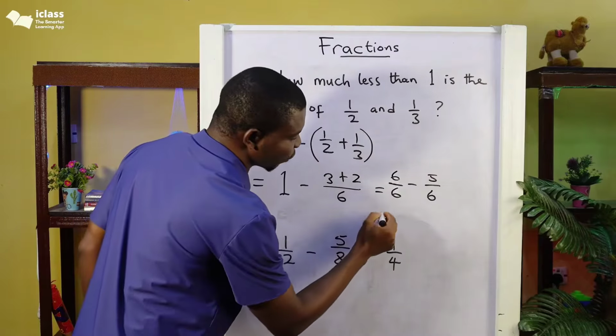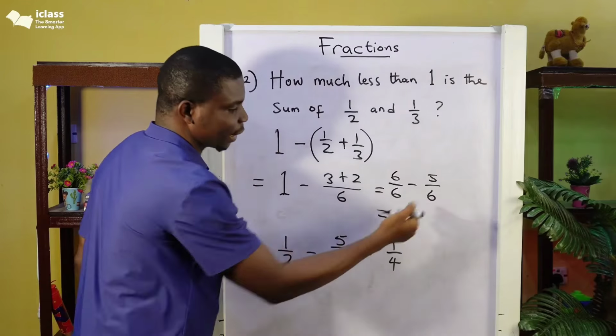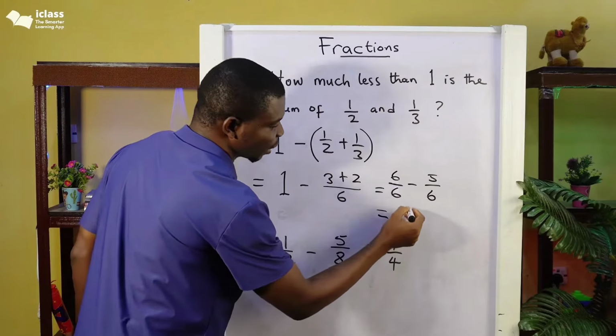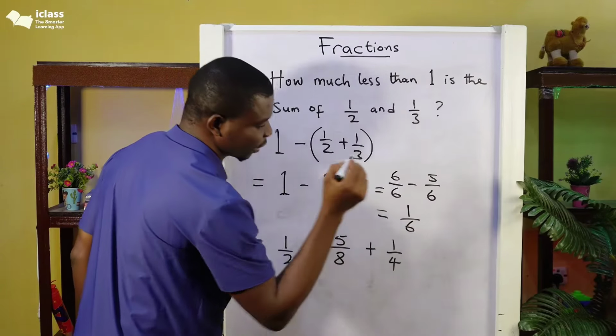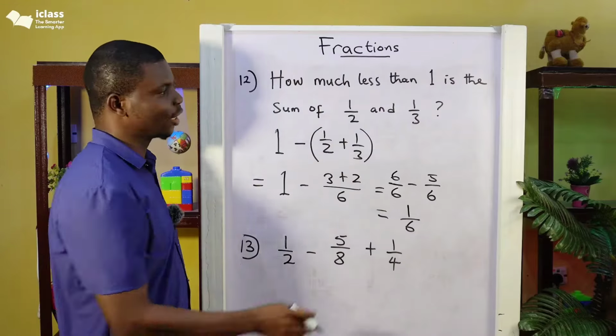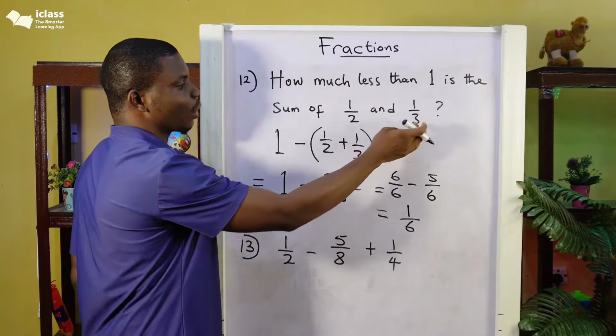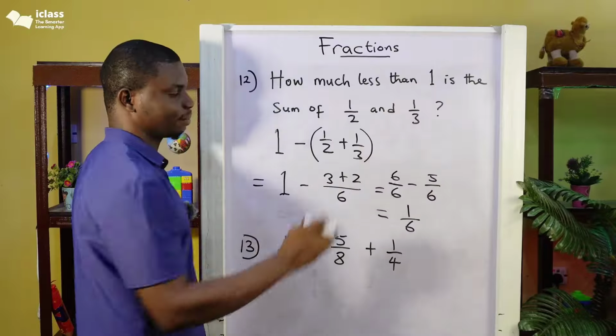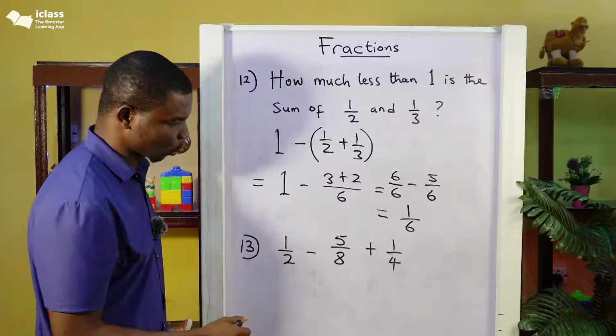So if you write 6 over 6, then the denominators are the same. So we just subtract the numerator. 6 minus 5 is 1 over 6. Easy peasy. So it means that the sum of 1 over 2 and 1 over 3 is 1 over 6 less than 1.